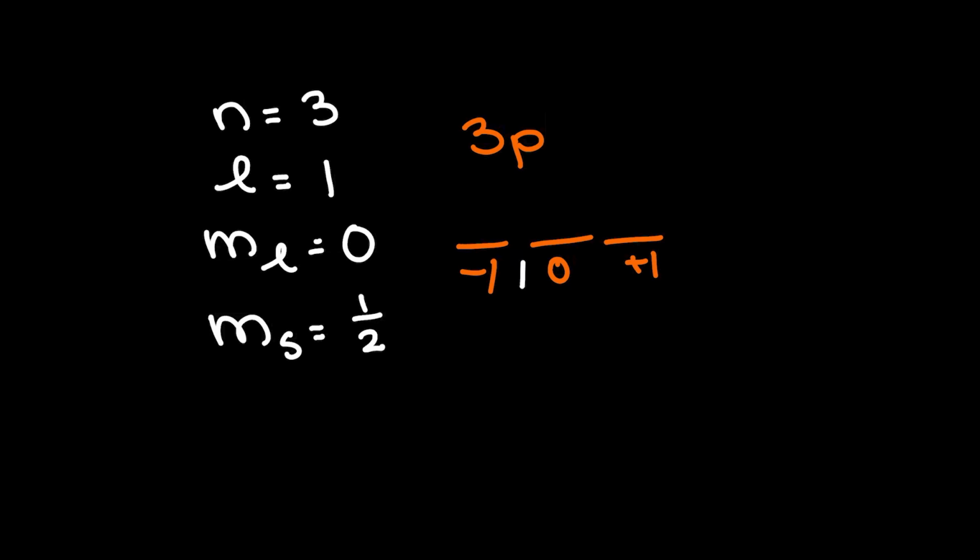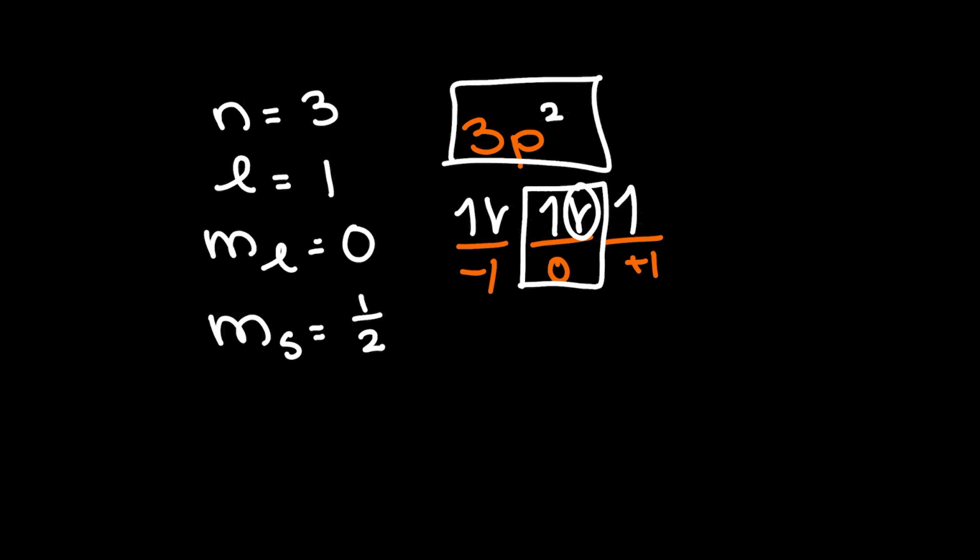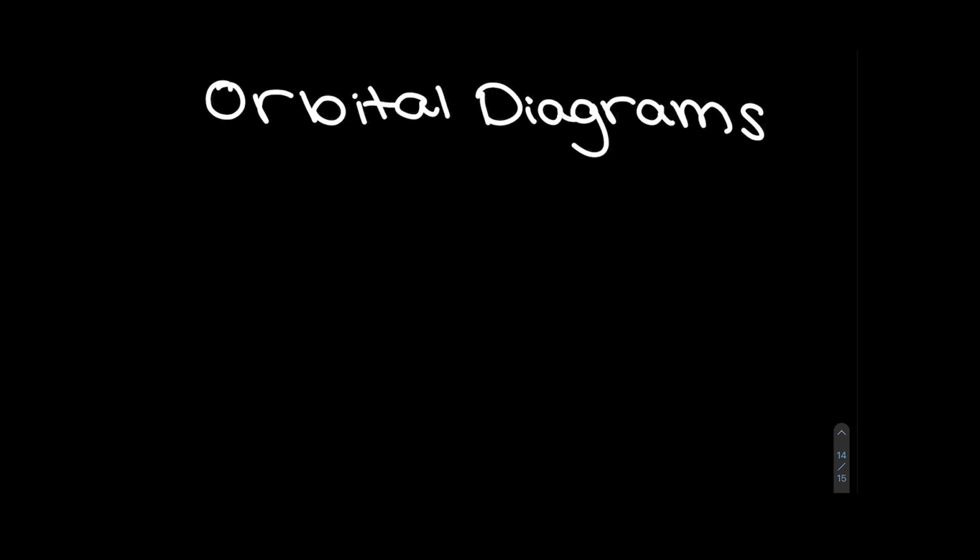That means it has to be in this orbital right here. But because we know the spin is positive 1/2, that means that it has to be the 2nd electron. If we were to continue to fill this, the 5th electron has a negative spin, but we want that positive spin. So therefore, your answer would be 3p2.